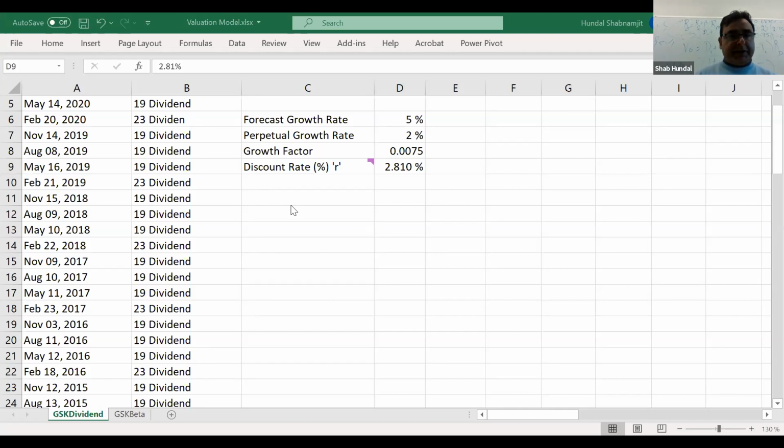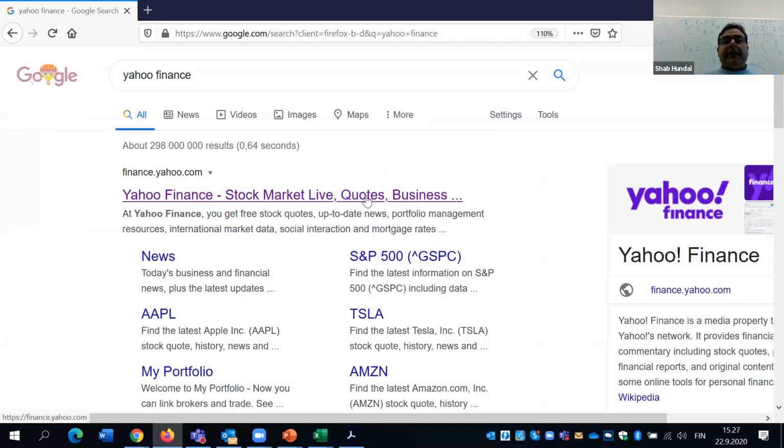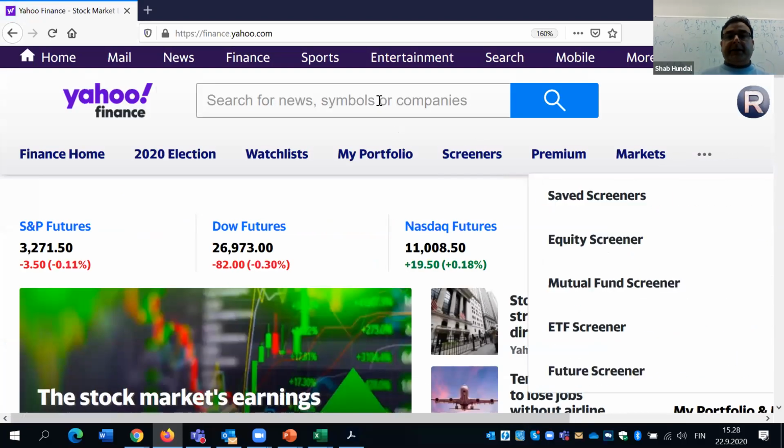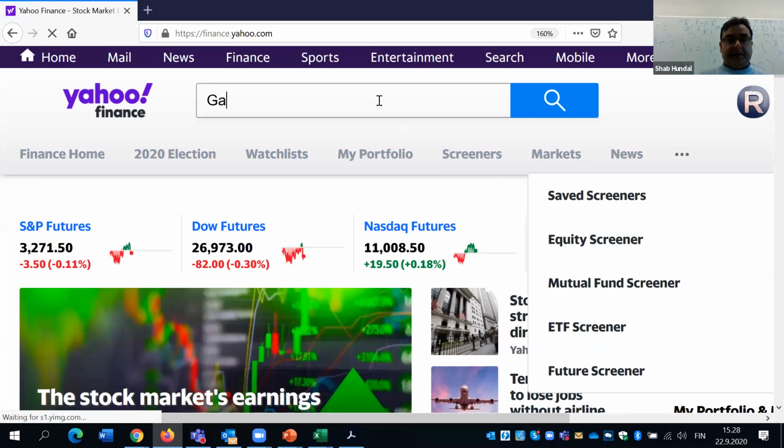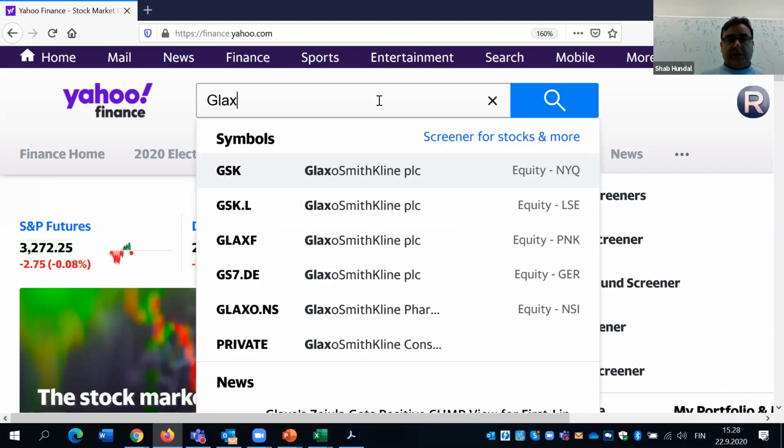Is this screen getting shared here? I think so, yeah. In Yahoo Finance, I open it and I type in GlaxoSmithKline. So guess what? GlaxoSmithKline is listed in Germany, in New York, and in the London Stock Exchange. I have to decide first which stock exchange I'm talking about. Because GlaxoSmithKline is a British origin company, I choose LSE, the London Stock Exchange.